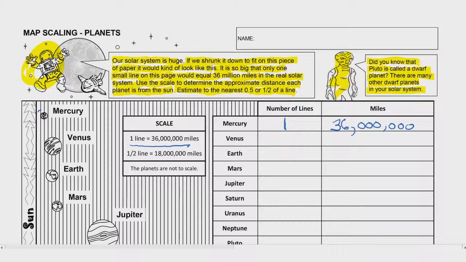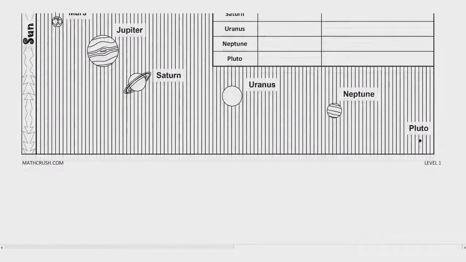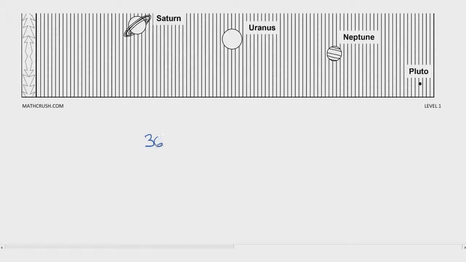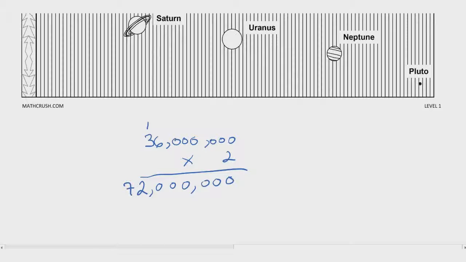All right, let's do Venus. Venus is one line, 2 lines. So we put 2 lines right here. And all we need to do is come down here really quick. We write 36 million miles times 2, because we have 2 of them. Well, 2 times 0 is 0, repeated for each zero, and 2 times 6 is 12. Carry the 1. 2 times 3 is 6, plus 1 is 7. So we get 72 million miles.